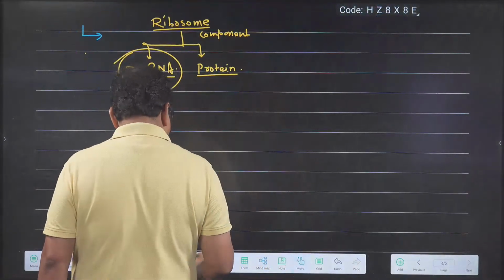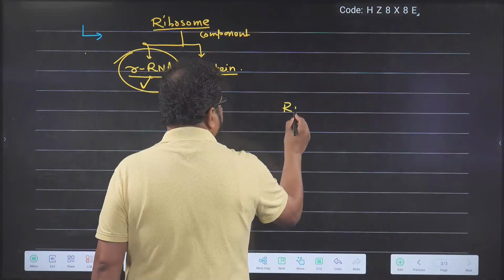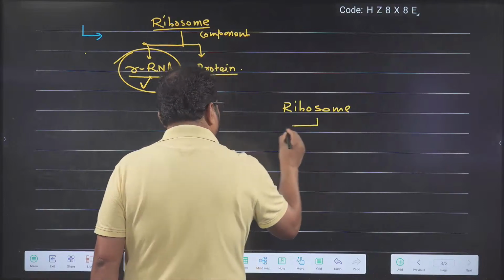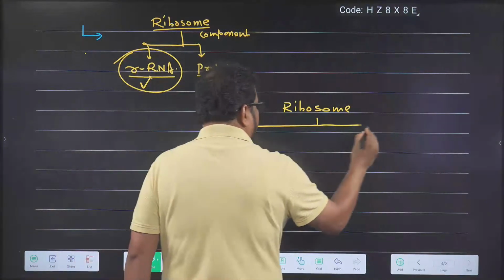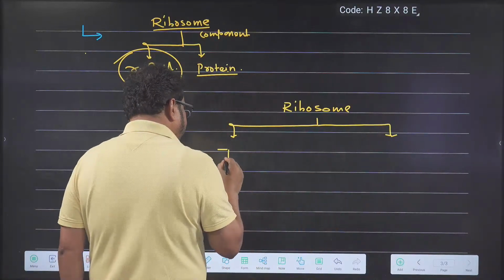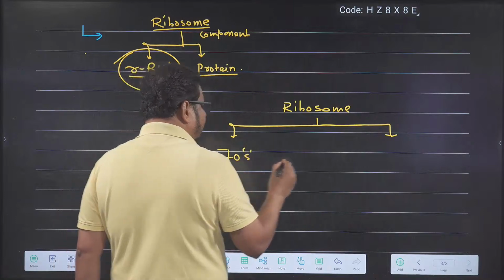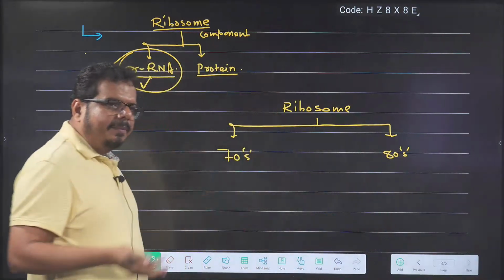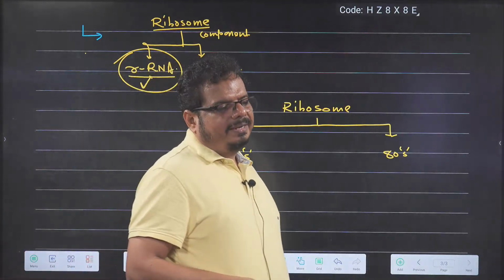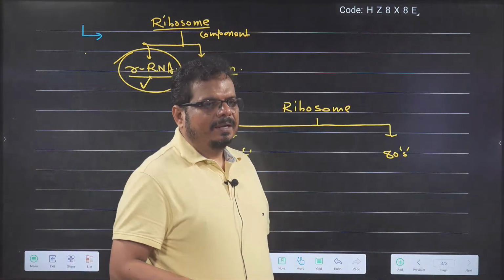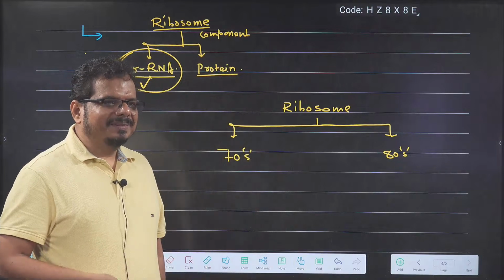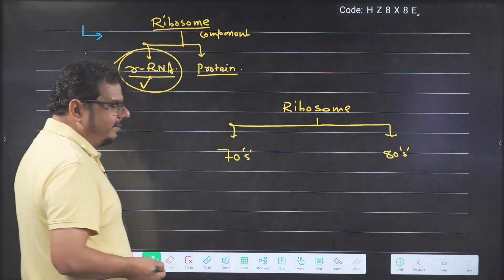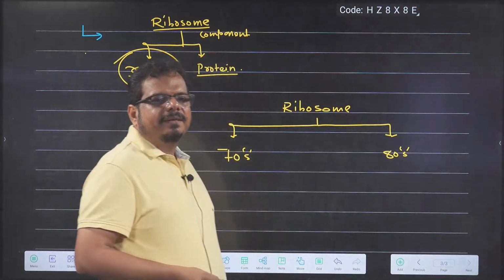Now we are going to talk about types of ribosome. So ribosome is of two types. One is 70S, another is 80S. Another type, 55S, is also there, but I am not telling you unnecessarily, otherwise you will get confused. That's the reason I am not telling about it.